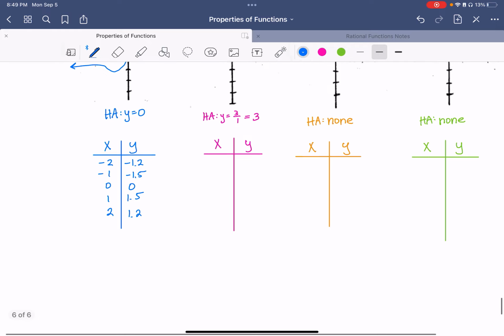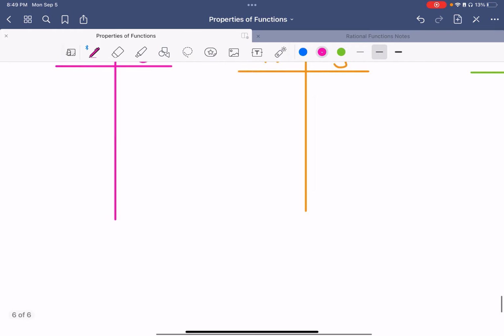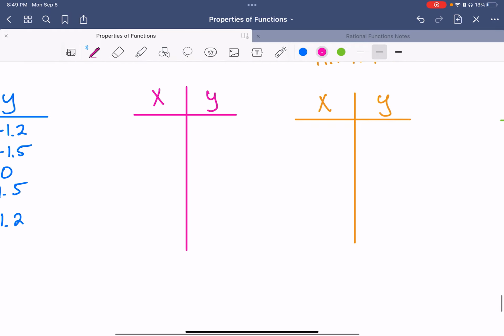Okay, now for the sake of time, I have already plotted these, so I'm just going to fill in the tables. But if you have a calculator, you can also do this on Desmos, if you're at home, on desmos.com, and you can pull up the table. 2.4, 1.5, 0, 1.5, 2.4.